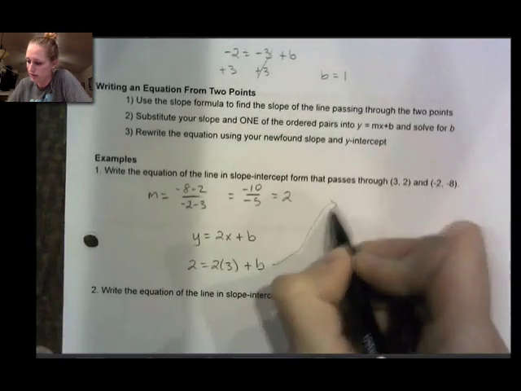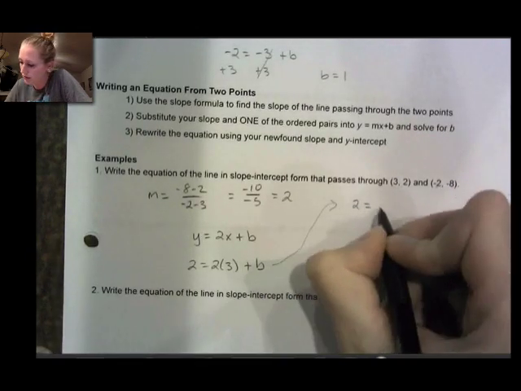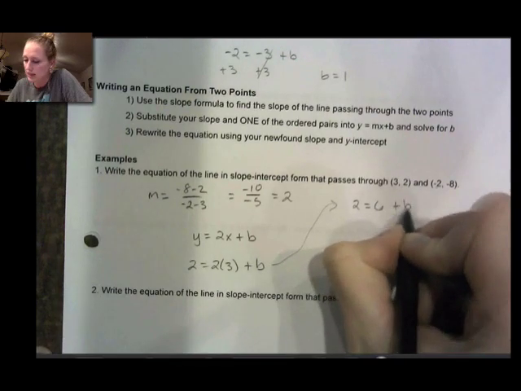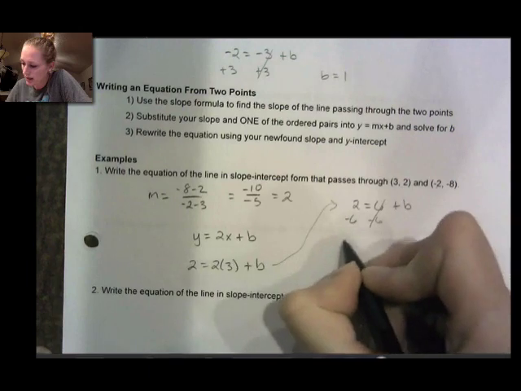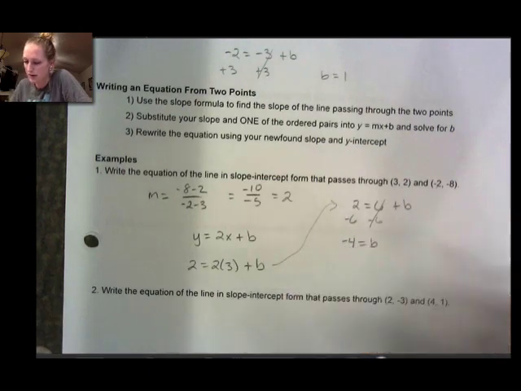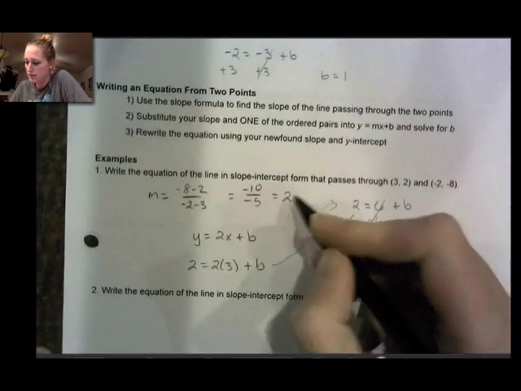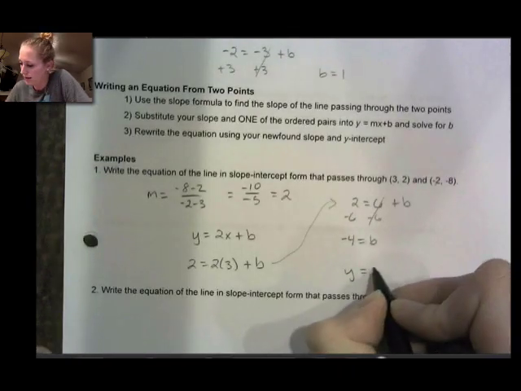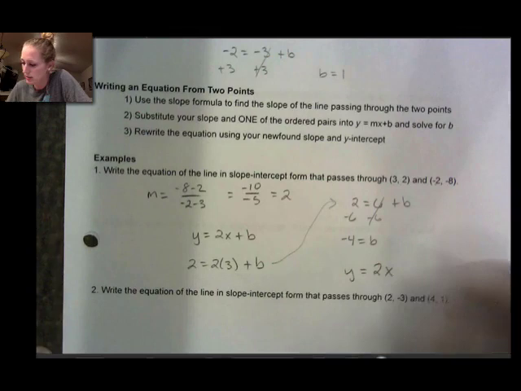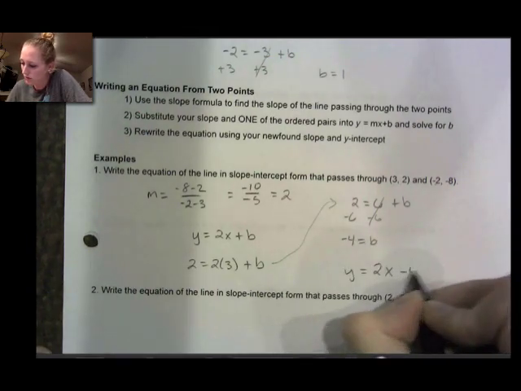So continue this guy up here. So I've got 2 equals 2 times 3 gives me 6. Get b by itself, so subtract 6. And I get -4 is our b. So now I have m is 2, b is -4. We can write our equation. Y equals m, 2, times x plus b. B is -4.